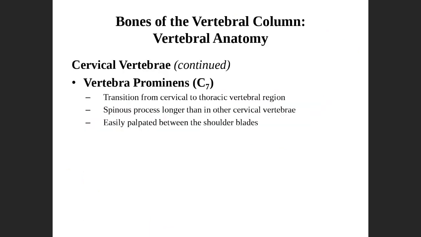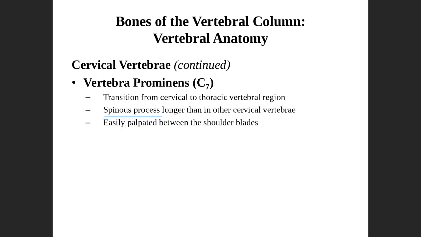C7 is also known as the vertebral prominens, and that's because, if you can do it on yourself, if you reach back and feel that bone sticking out of the back of your neck, that's C7. It's that spinous process. That's all it is. It's a very long spinous process.